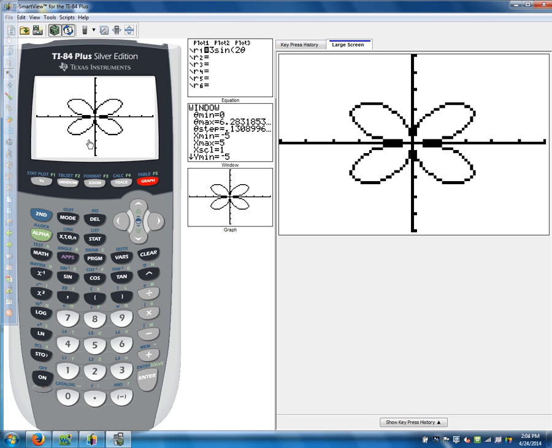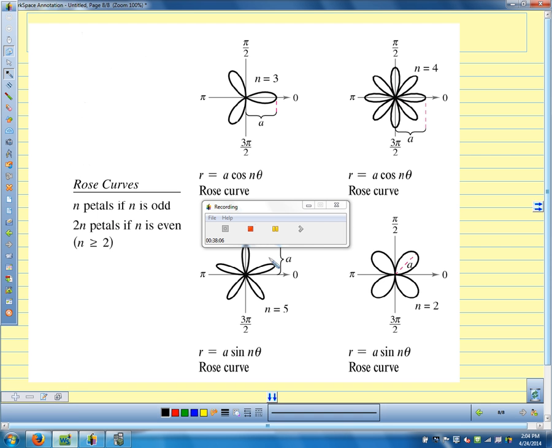So our calculators will graph these out. Some of the problems will ask you to graph them by plotting points, and some will ask you to graph them in your calculators. So you can do either way. All right, questions? All right, homework.